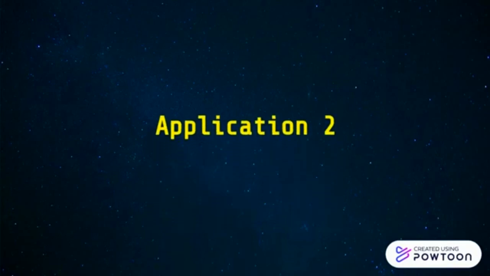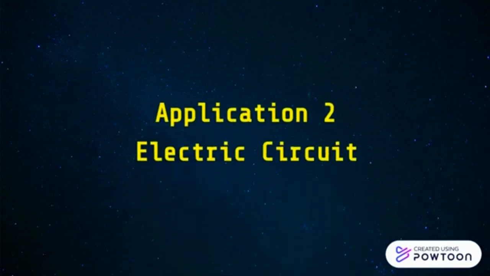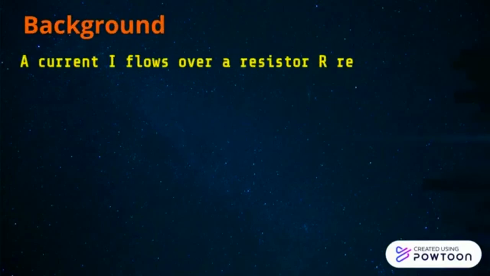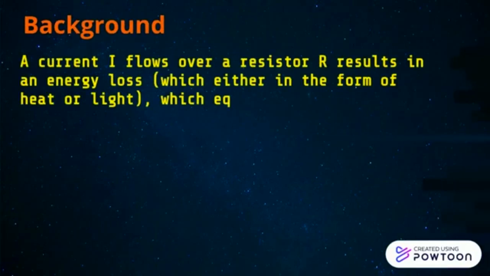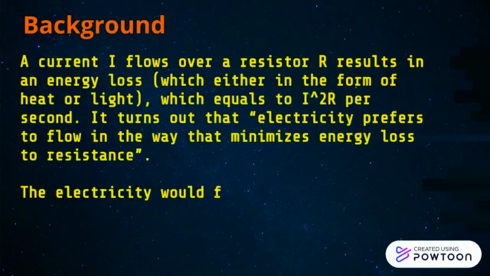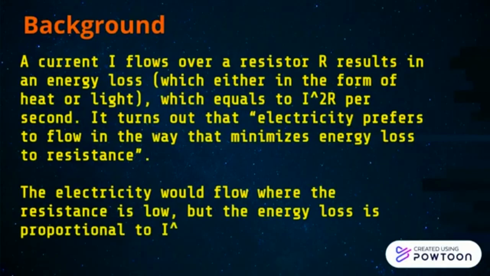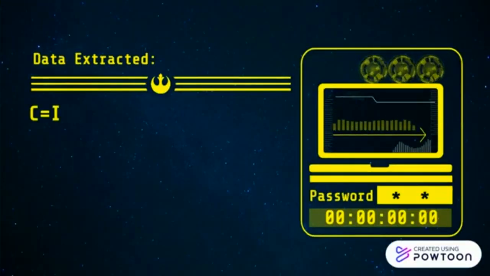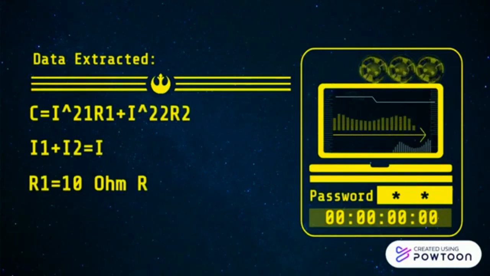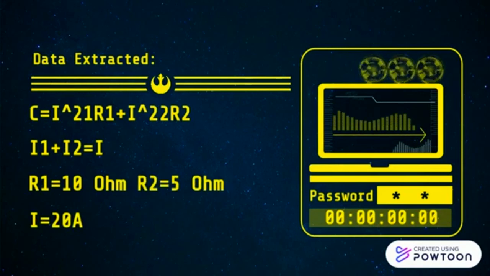And the second application is about the electric circuit. Electricity prefers to flow in the way that minimizes energy loss to resistance. Hence, this report wants to determine how to minimize energy loss in a parallel circuit. According to the question, the important data is the energy loss function, the constraint, the resistance value, and the total current.